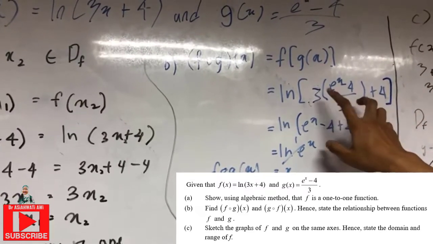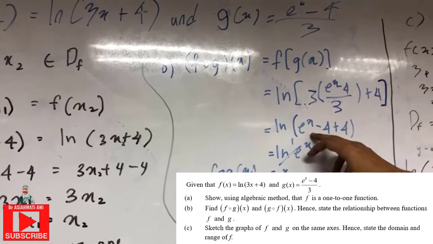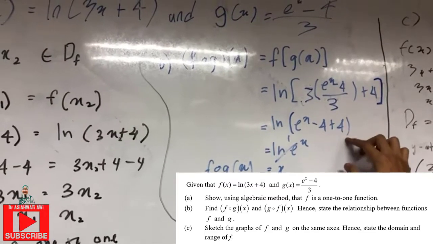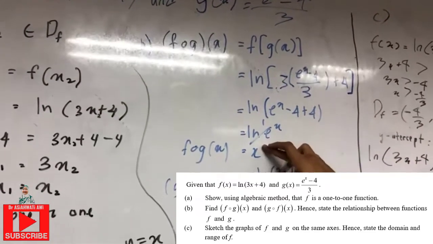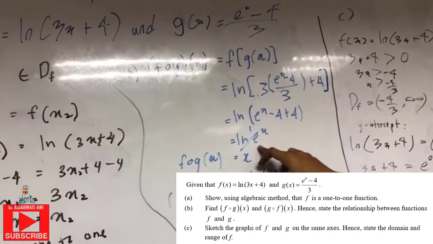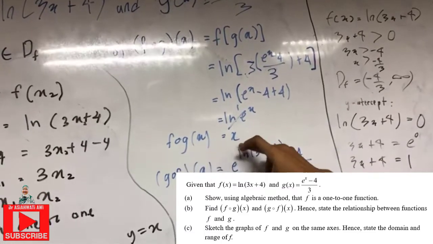So 3 dengan 3 ni kita boleh potong. Kita akan dapat ln in circle bracket e to the power of x minus 4 plus 4. Lepas tu minus 4 plus 4 ni kita boleh cancel out. Kita akan dapat ln e to the power of x. Ln e ni kita akan dapat 1 sebab ln e sama dengan 1. So fg(x) equals to x.